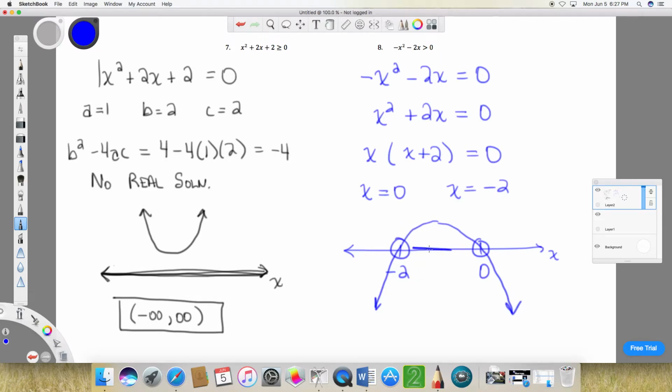It's the portion, these x values that are between -2 and 0, that will give me y values that are above the x-axis. If you're less than -2 or greater than 0, those x's will give me y values that are below the x-axis. I want to be strictly greater than 0, so I want my solution set to be between -2 and 0, excluding the endpoints. So there's my solution set, my answer for problem 8.